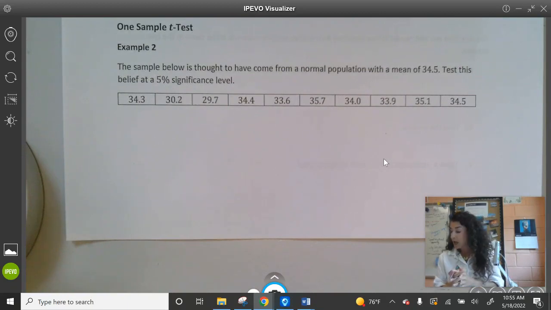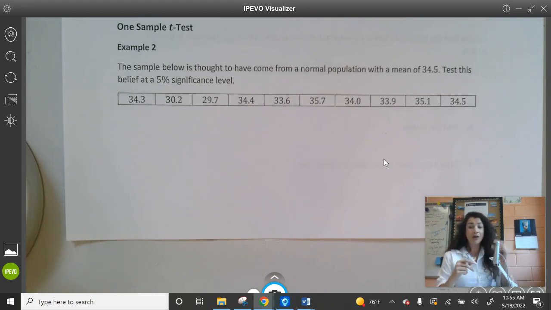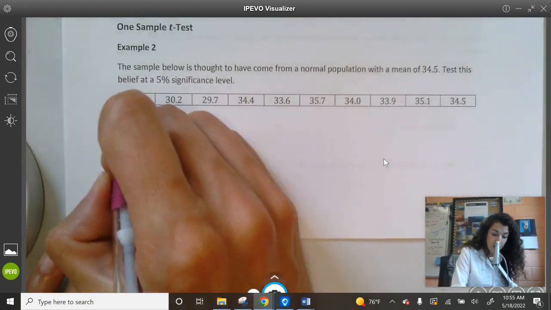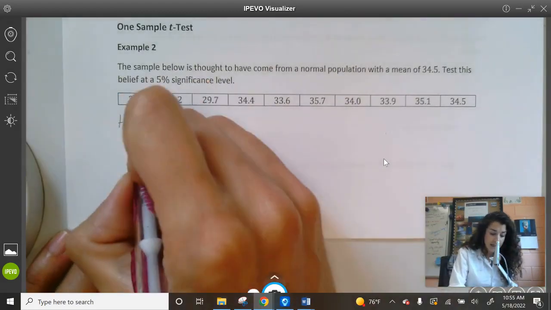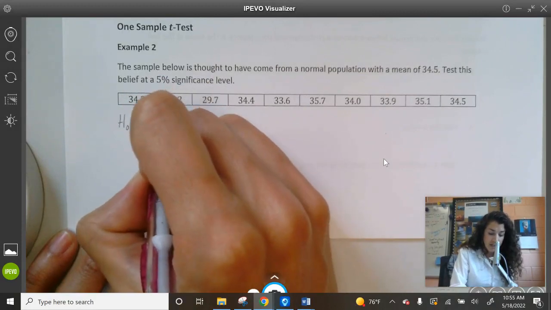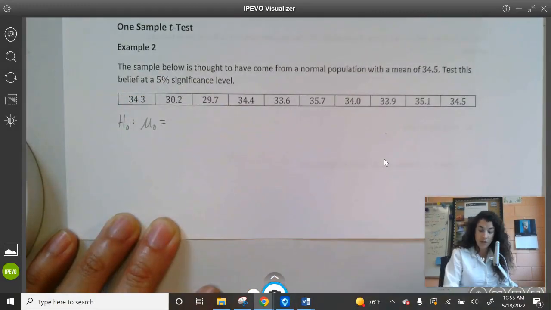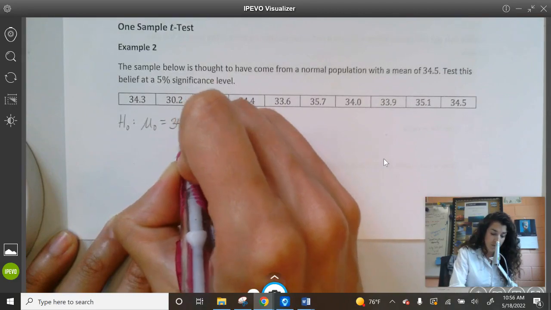Okay, so the sample below is thought to have come from a normal population with a mean of 34.5. Test this belief at a 5% significance level. Like with all of our tests, we're going to start with our hypotheses. This is a one sample t-test because I've only been given one sample. I'm not comparing two different samples. I have a sample and I'm comparing it to one mean. So I know that my null hypothesis, looking at my work up above, is going to be that my average is equal to the average that we thought it was going to be, which is 34.5.